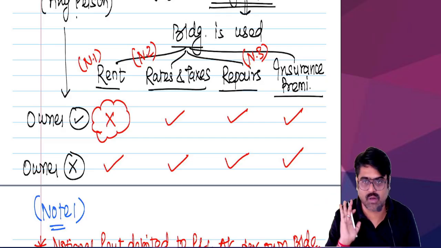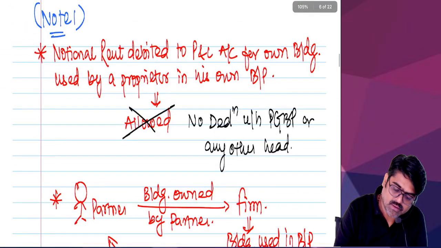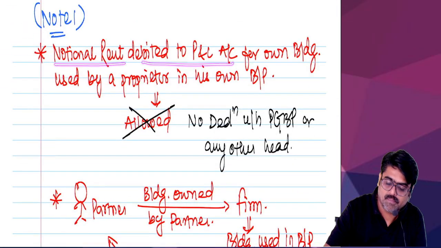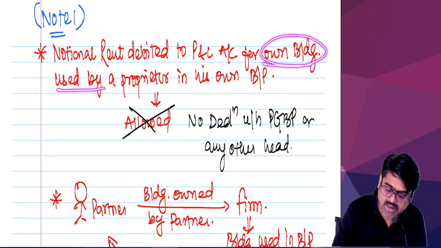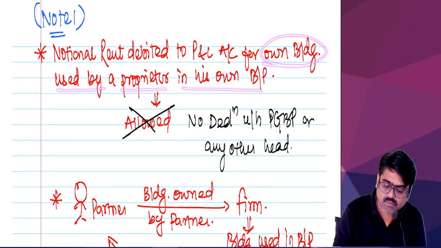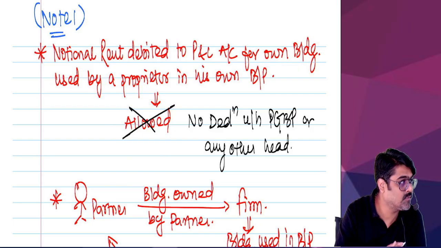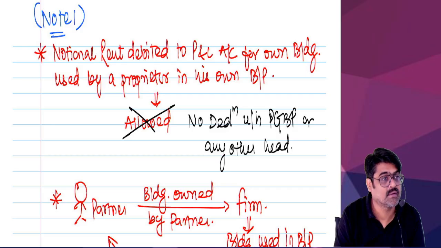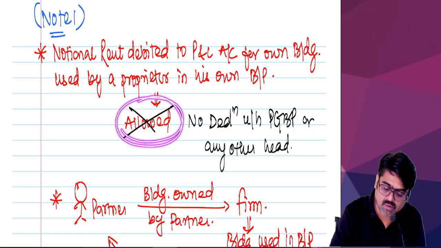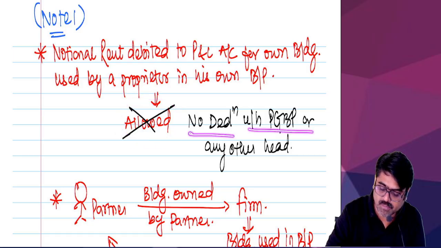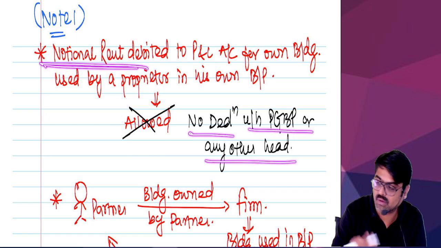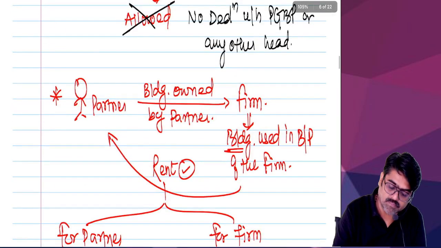But if you are the owner of that building, yes or no? Note 1. Notional rent debited to P&L account for own building used by a proprietor in his business. Will it be allowed as a deduction? I have already given the example of Adarsh. If you remember, Adarsh was using his own building for his business or profession. Is he spending any rent? But still he is showing that rent in the P&L account. Will it be allowed or disallowed? It will be disallowed. No deduction under the head PGBP or any other head. You are supposed to ignore this notional rent. Yes or no?